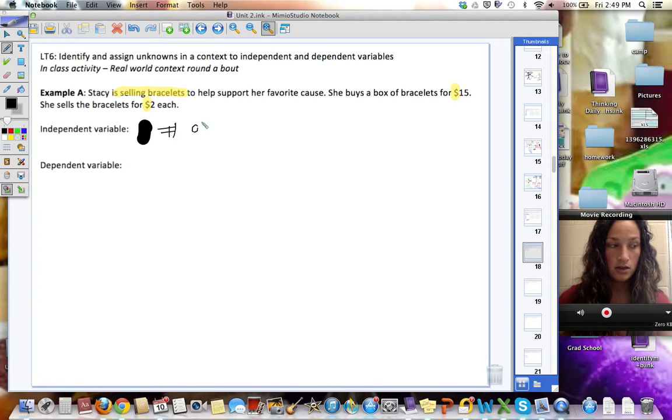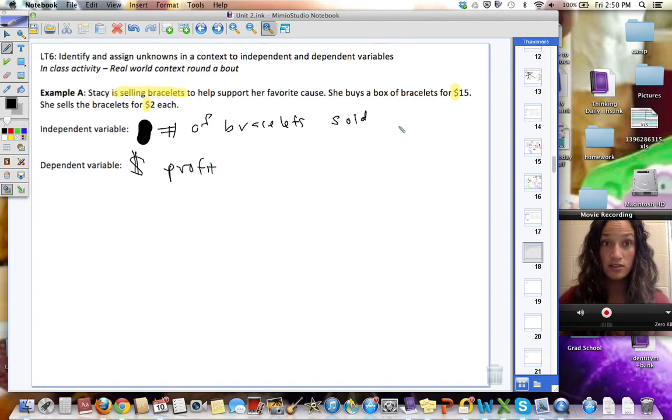number of bracelets sold. By the way, I did not know that's how you spell bracelets. Would have spelled it wrong if I didn't have it right there. And my dependent variable would be the money or profit. And then this is where we could go a step further. As this increases, this increases, or as this decreases, this decreases. So this would be a positive linear relationship.